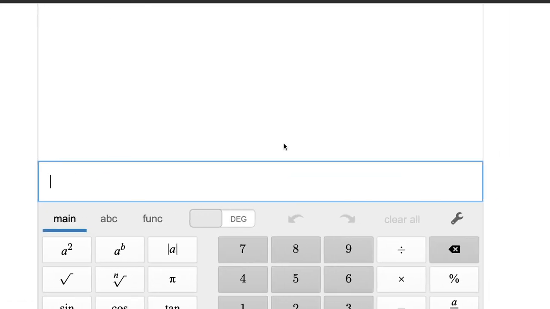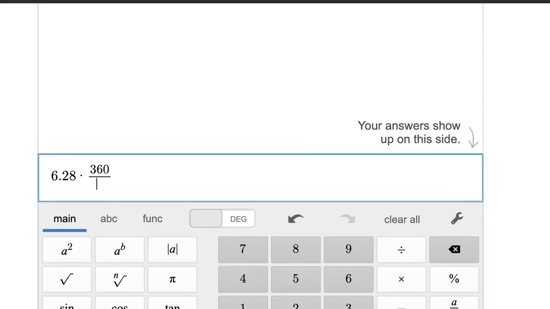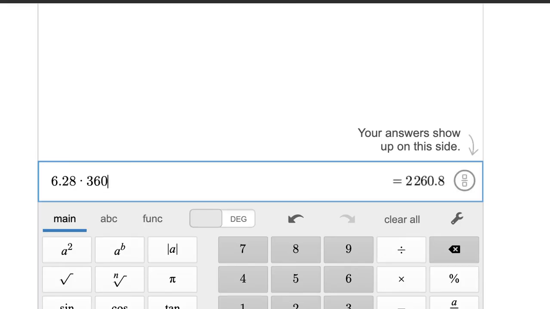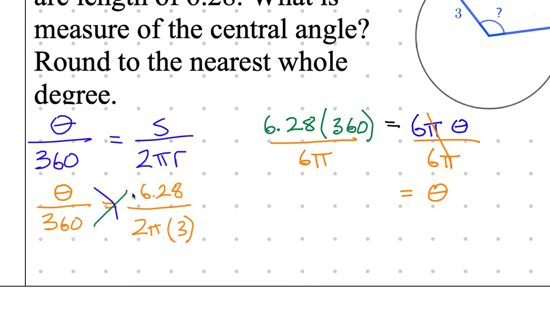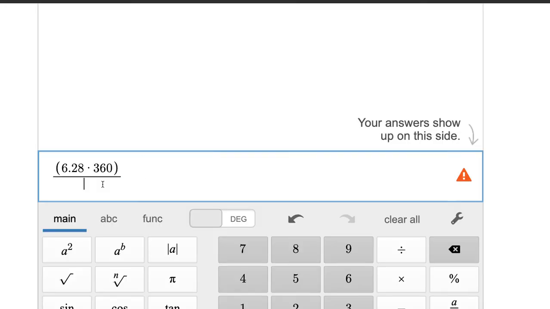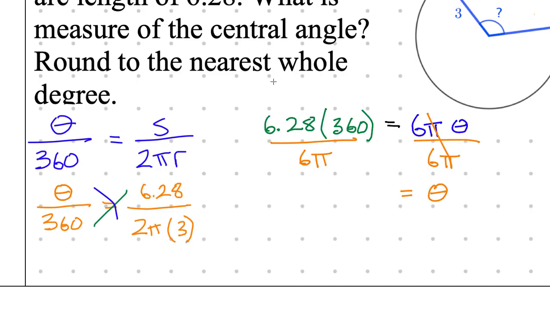It always zooms super far out. I guess it's for a tablet or something. Okay, so I'm going to type in 6.28 times 360 divided by 6, and if you type in pi, then it turns into pi. It doesn't matter if it's all divided by, but I can make it look like I have it right here. And we get that number, and it says to round to the nearest whole degree.